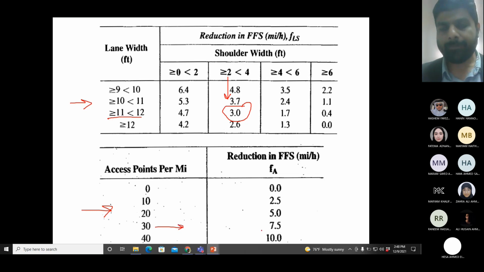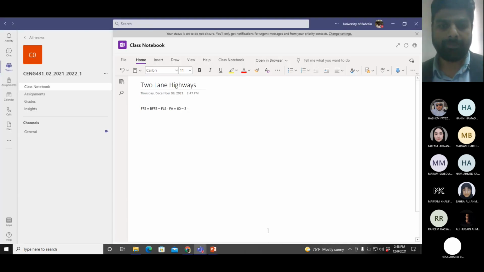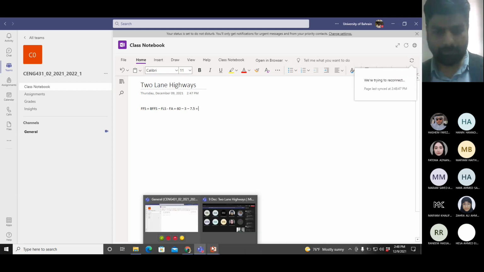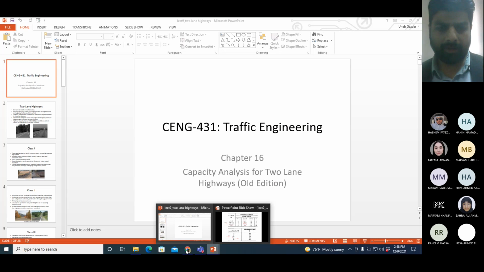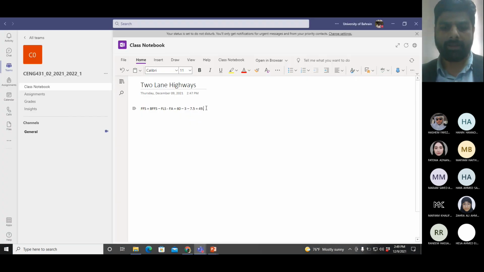And again, if you don't have a value which is given in the table, then you can interpolate. So if I give you a value 25, you can interpolate between 20 and 30. Interpolation is allowed. But here I have exactly 30, so it is 7.5. How much is the free flow speed here? 49.5. So this was a very simple set of calculations for calculating the free flow speed.